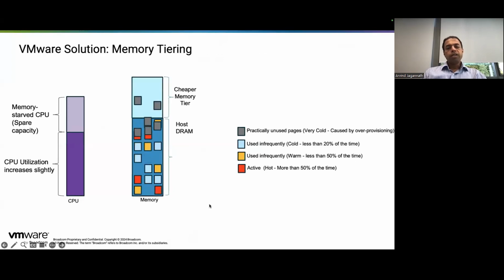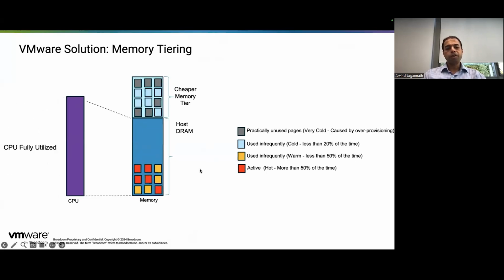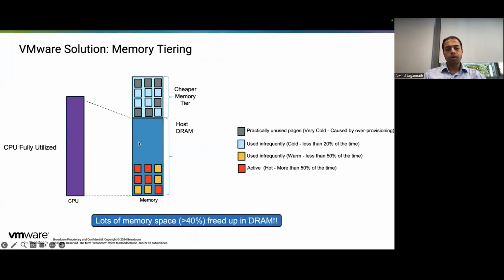Now, if you add a cheaper memory tier, VMware can actually use memory tiering to do intelligent memory placement. Basically, what that means is it can look at these pages and proactively try to move, promote and demote pages between the hot and cold tiers. In this case, the hot tier is the host DRAM and the colder tier is this cheaper memory tier. And now, after a while of performing tiering, a lot of space is available.